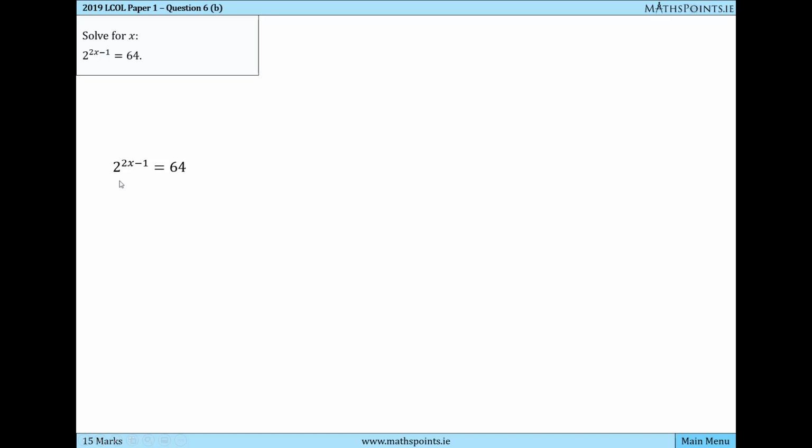number on each side. Well, what do we mean by base numbers? Well, if we break down powers into two parts, the small number is called the exponent and the large number is called the base. And so we can see on the left hand side, our number is in exponent form. The exponent is 2x minus 1. And we'd like to turn 64 into 2 to the power of something.